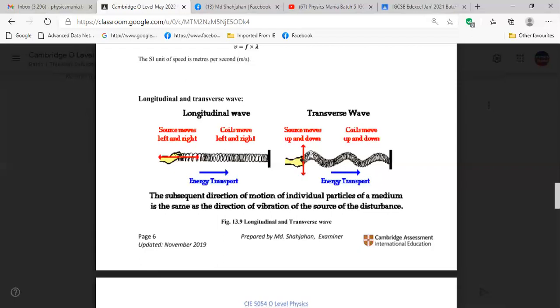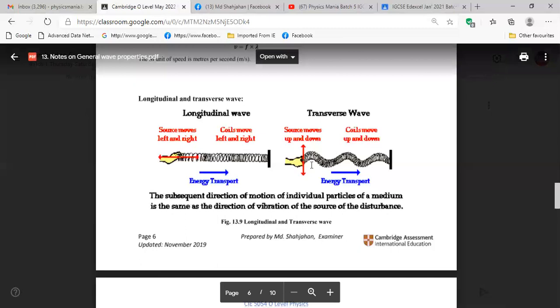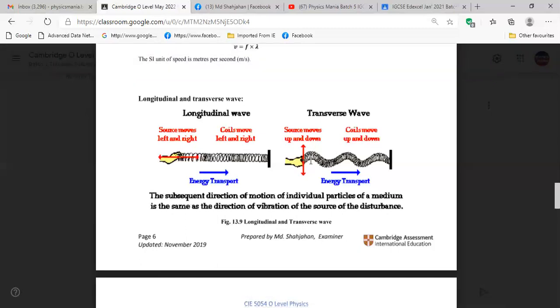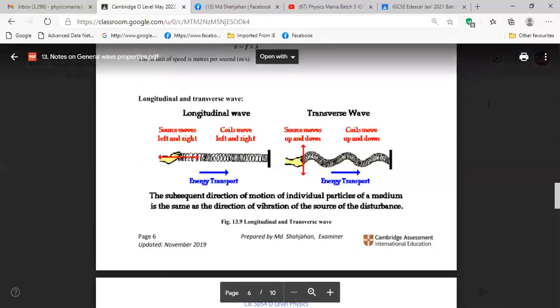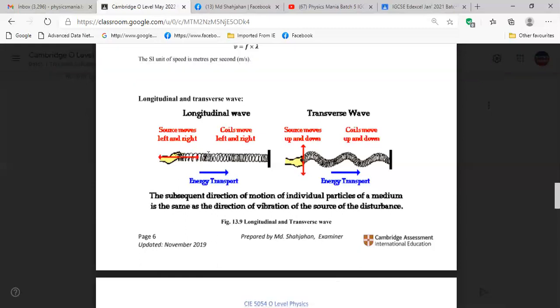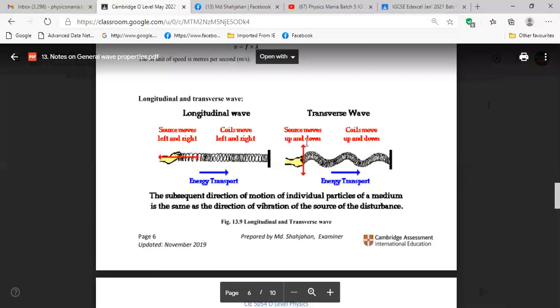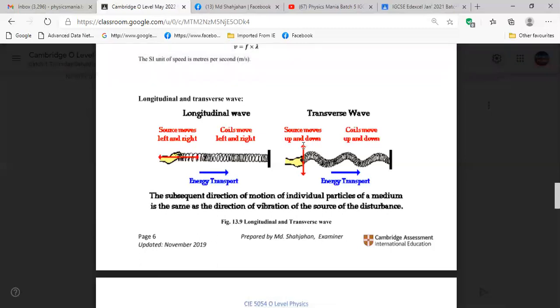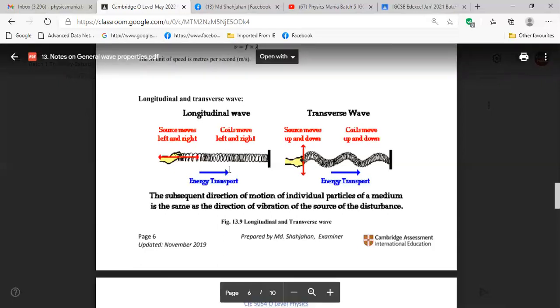Yes, hello, sir. So this one and the first one, there is a difference in the movement of the particles of the spring. In the first one, the particles' movement or vibration is forward and backward, but in the second one, the particles' vibration is up and down. And the energy transfer in both cases is to the right side.